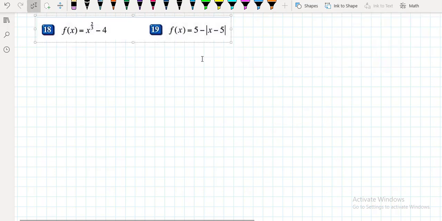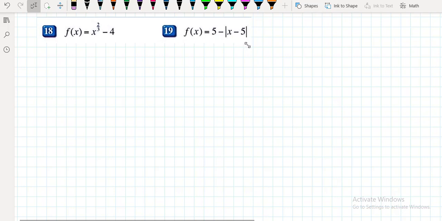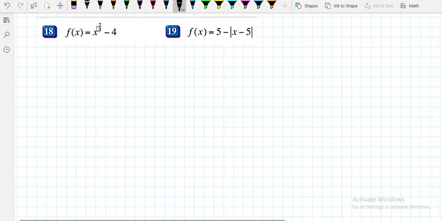Okay, these are the nice questions. Question 18, x power 2 over 3. You really need to recognize this power 2 over 3. This has a sharp corner.